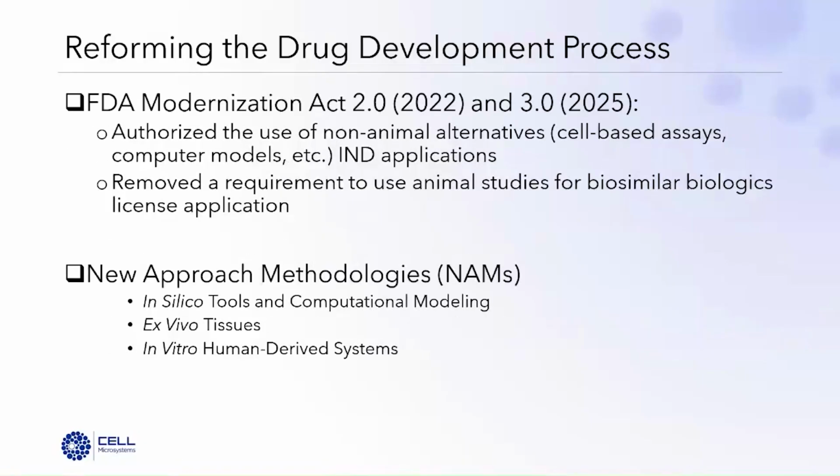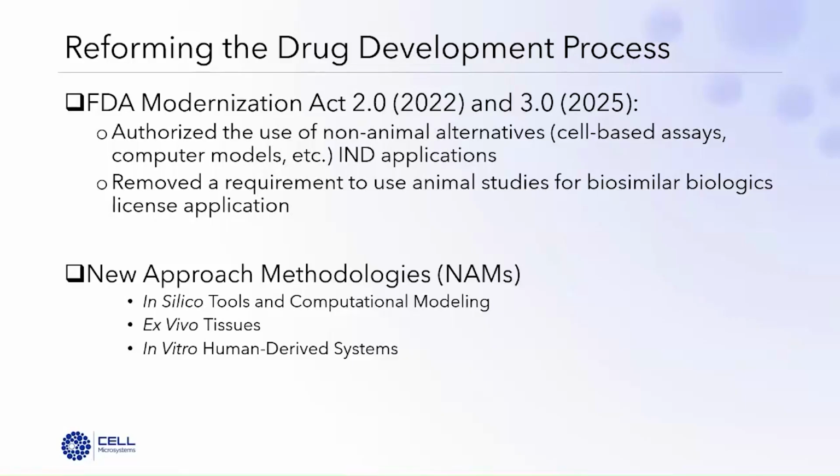In addition to all the ethical concerns, we have decades of data that shows there are major safety concerns involving the use of animals for drug testing. Recently here in the US in 2022, the FDA Modernization Act 2.0 was the first major legislation to be passed that authorized the use of non-animal models, including cell-based assays and computer models for new drug applications. This act also removed the requirement to use animals for testing biosimilar drugs.